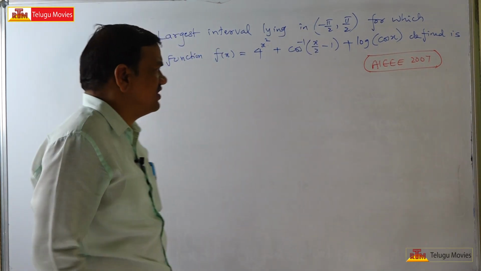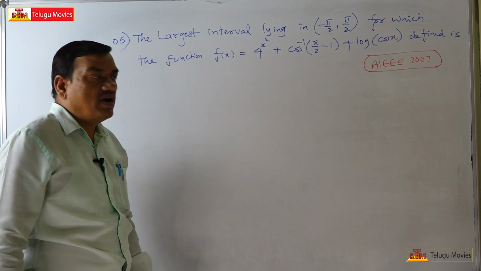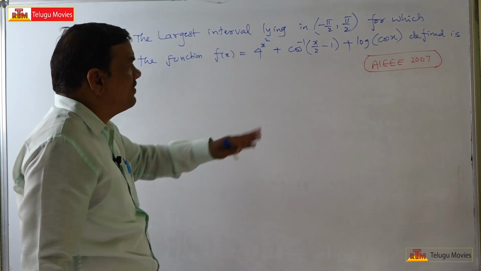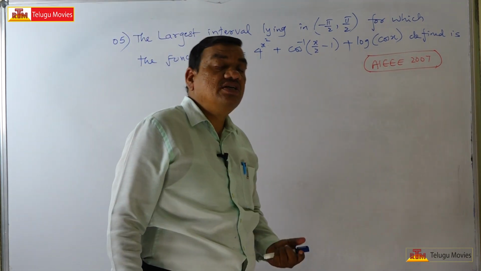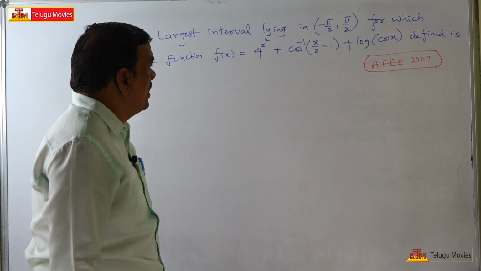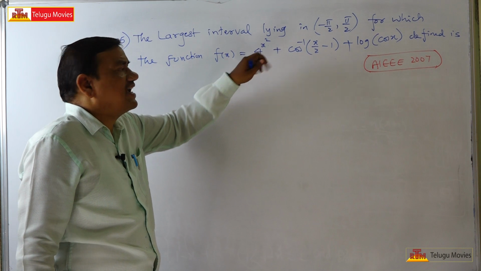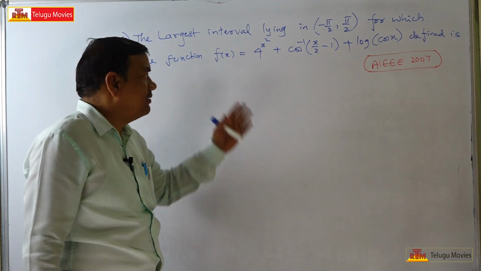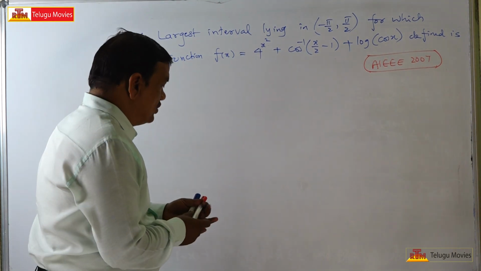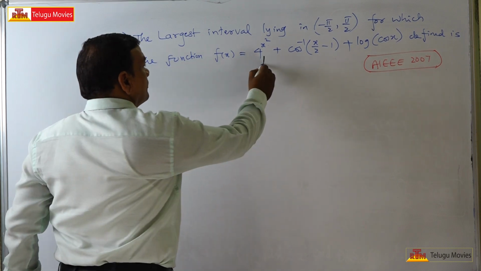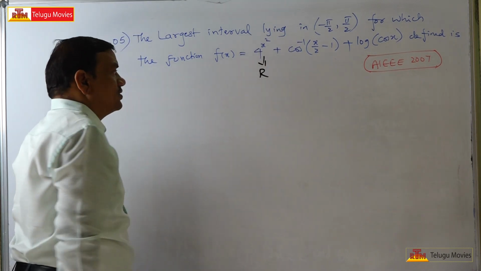Okay, now let us see. First we will find the domain. You see, the function f of x is a sum of 3 separate functions. First of all, the first function is 4 power x square, and as x can take any real number, that can be defined. Therefore, for the first function the domain is the set of real numbers, no problem.